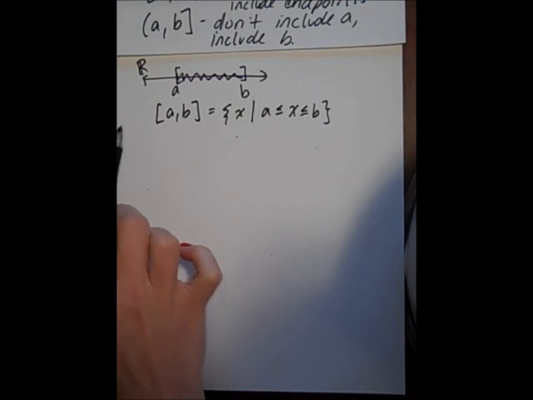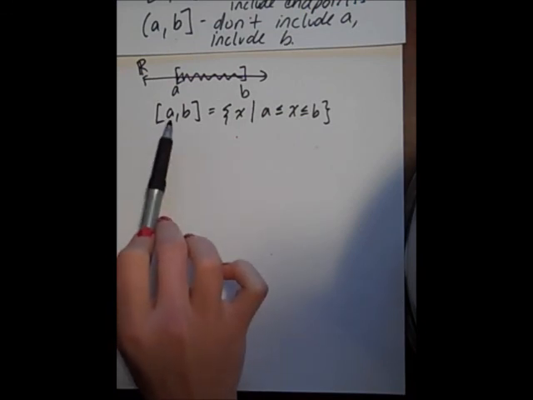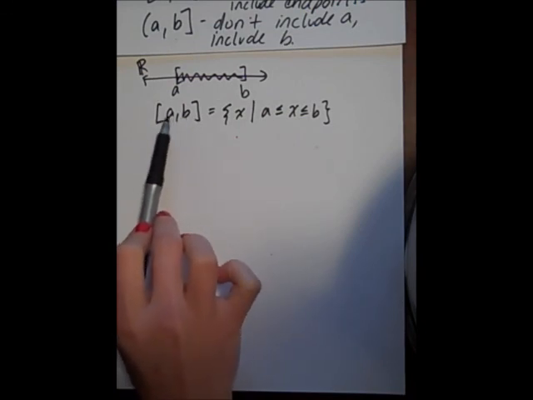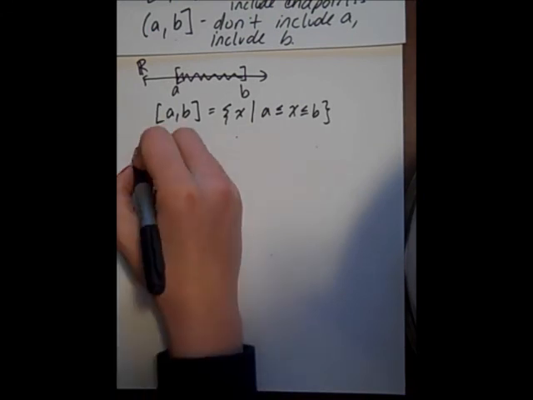That's what this interval means. So anytime you see an interval with brackets like this, it means all the numbers between A and B, including the two endpoints A and B.